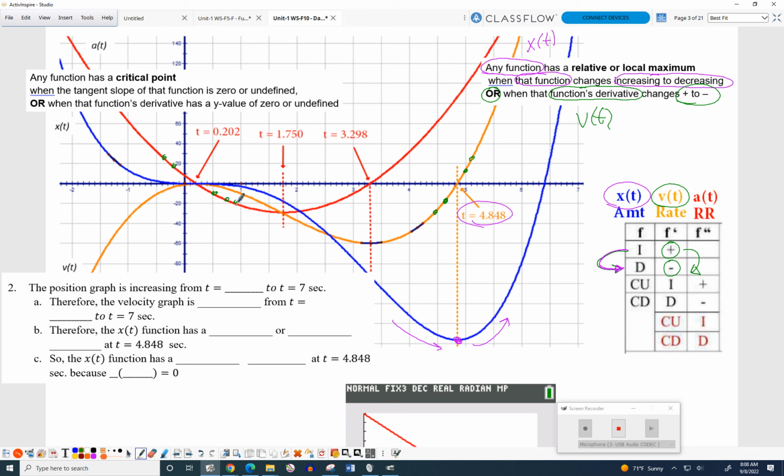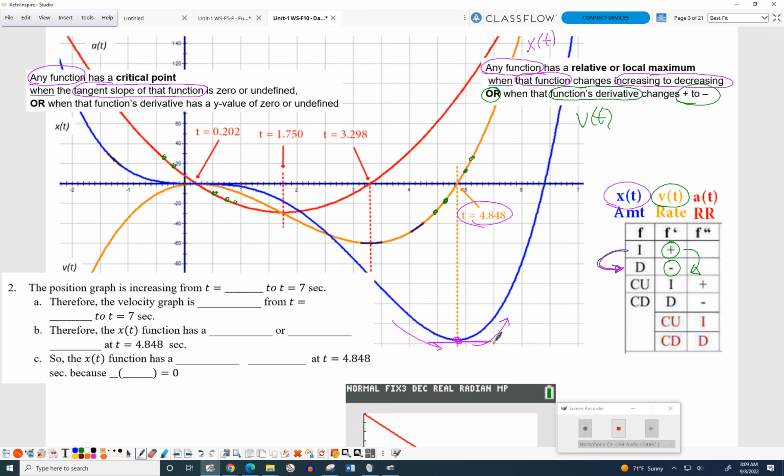Next definition. It says a function has a critical point, so any function has a critical point when the tangent slope of that function is either 0 or undefined. So if I'm looking specifically at the function, like I'm looking at position, I notice that right here, the tangent slope of position would be 0. That means the position graph has a critical point at that time.